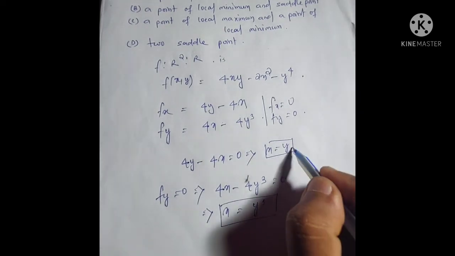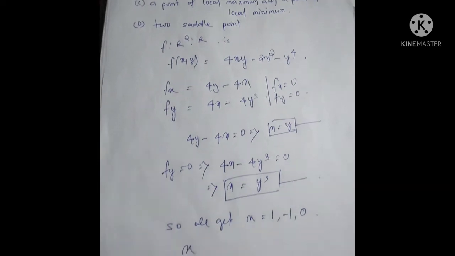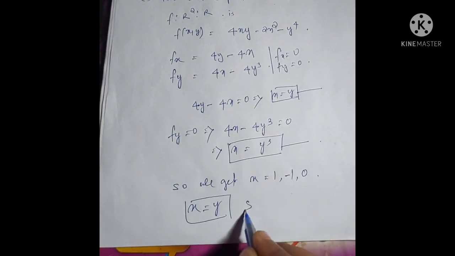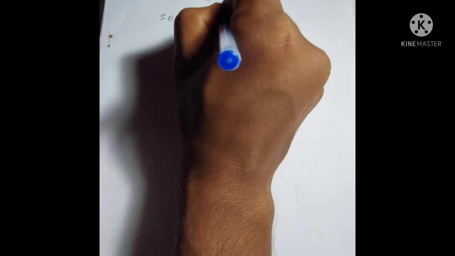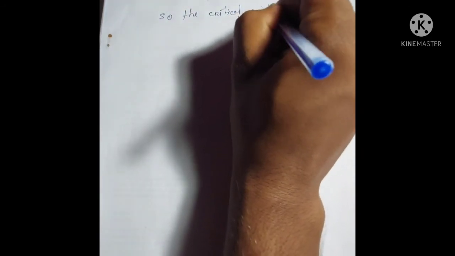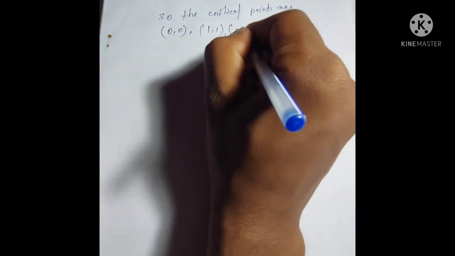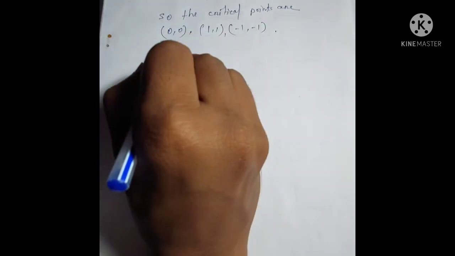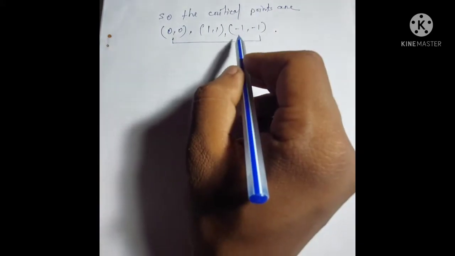Now, we have two conditions, that is x is equal to y and x is equal to y cube. So, we get x equal to 1, minus 1 and 0, which satisfy both conditions, x equal to y and x equal to y cube. So, the critical points are (0, 0), (1, 1) and (minus 1, minus 1). Now, we have to check whether these are saddle points or points of local maximum or local minimum.